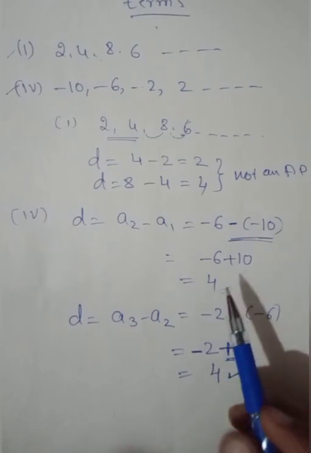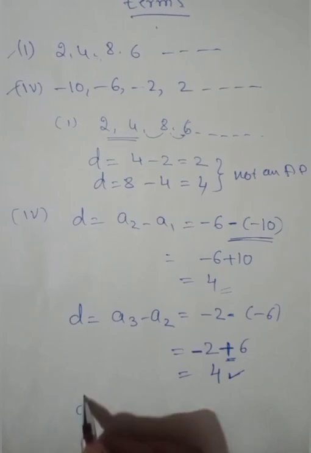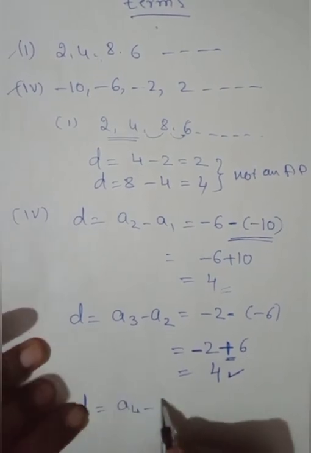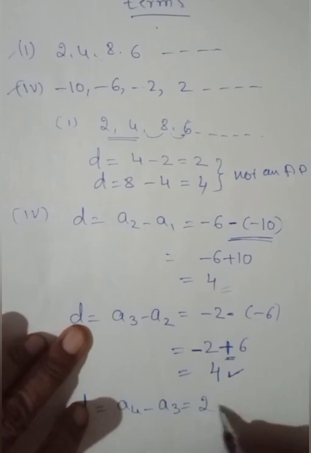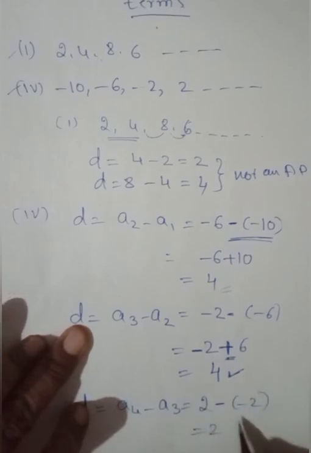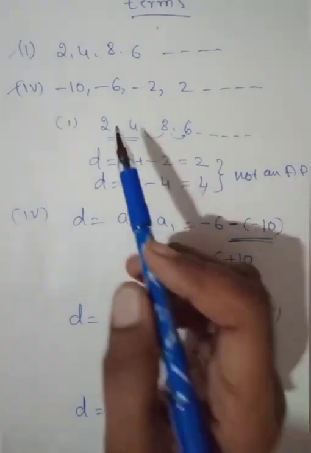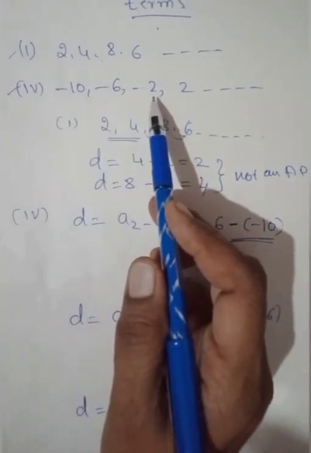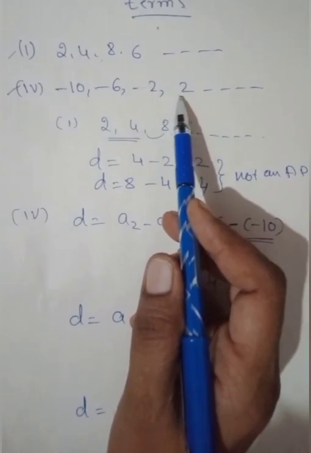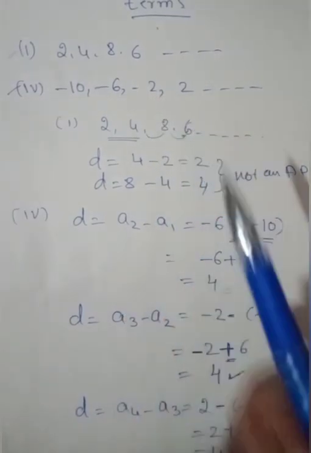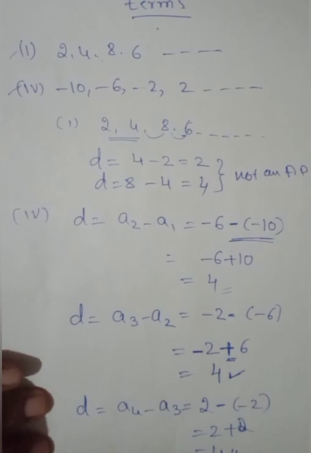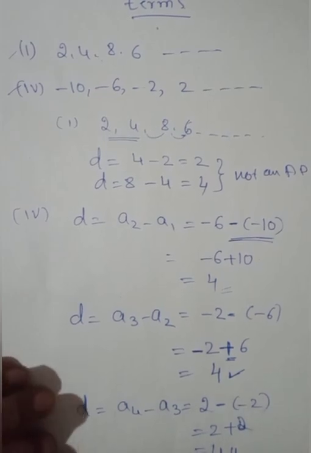We will check the difference between the fourth and the third term. Yes, that is A4 minus A3. What is A4? It is 2 minus of minus 2, which is equal to 2 minus minus, it is plus, sorry, it is 2 plus 2, which is 4. See what we observe here: the difference between the consecutive terms, that is A2 and A1, A3 and A2, and even A4 and A3, is the same. So you are going to call it the common difference, which is equal to 4. Therefore it is an AP. It is an AP this way.